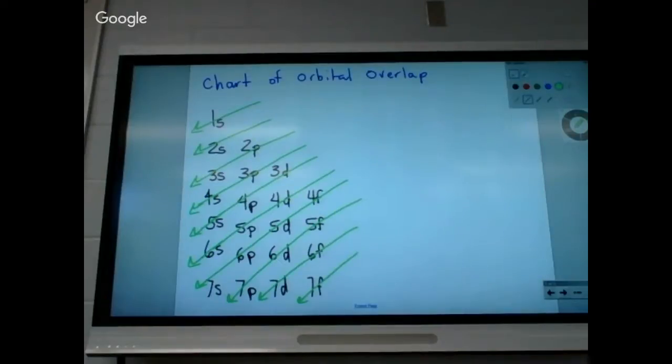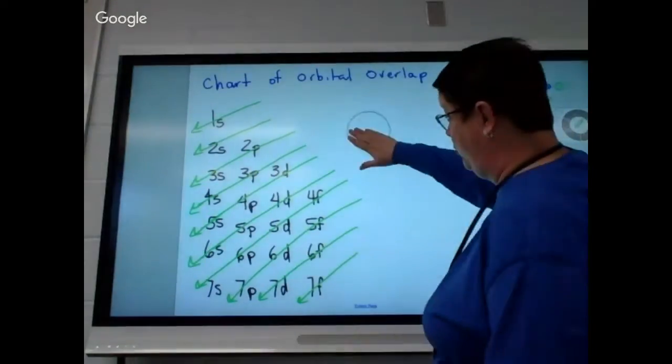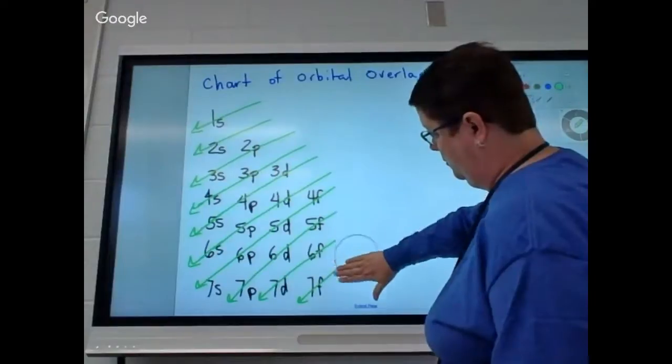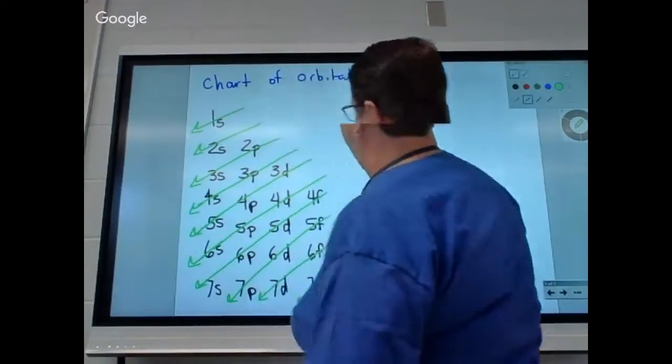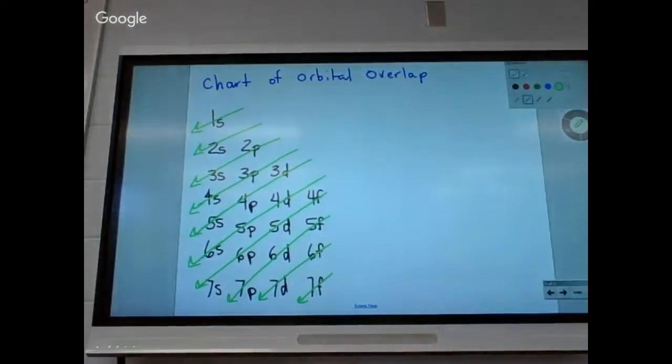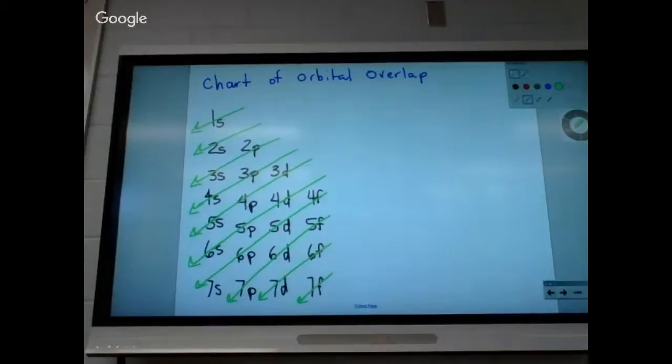Now, make sure it's correct. You have the arrows exactly like they are on the board. Because if they're wrong and you're duplicating it wrong, you're going to be in deep trouble. I'm not looking at 21 charts, but I will check the one who numbered it wrong.